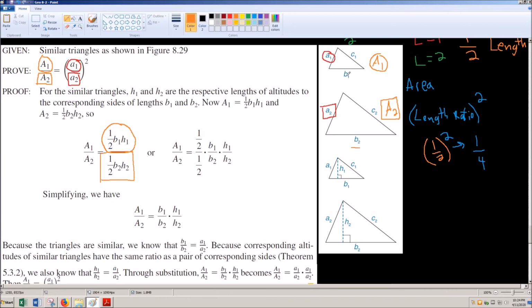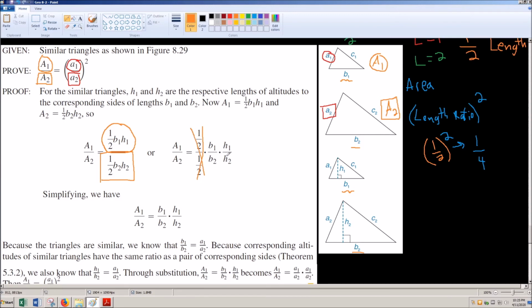So using B2, here's B1. As I look at these heights, I'm saying, okay, well, the height of this and the height of that are proportional. Keep that in mind. The base of the first one and the base of the second one are going to be proportional. Keep that in mind. 1/2 over 1/2 is just going to cancel off. So basically, these 1/2s disappear. So this is gone, and I'm left with B1 over B2 times H1 over H2.